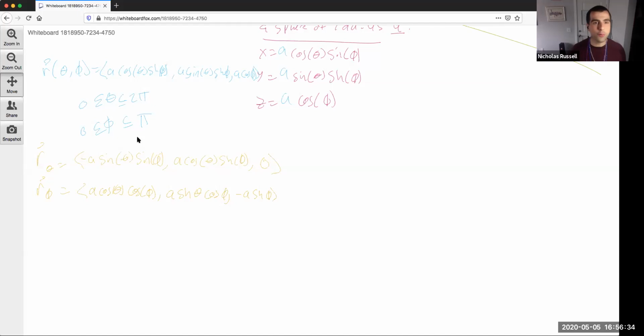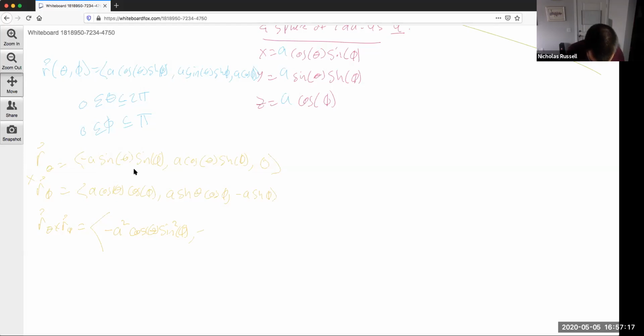And now we just have to do the fun part of taking the cross product between these two things. This might become a little bit tedious, but we just brute force through it. So I'm just going to do R theta cross R phi. My x component here is going to be A cosine of theta sine phi multiplied by this guy, so it's going to become negative A squared cosine of theta sine squared of phi, minus this guy, which will be 0. So it just stays like that.